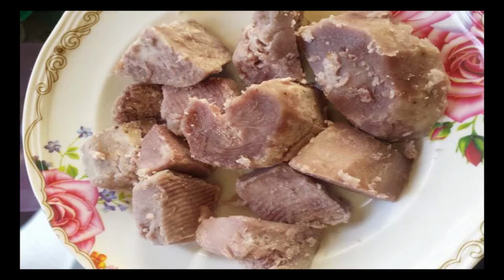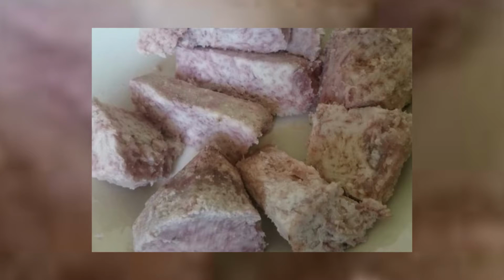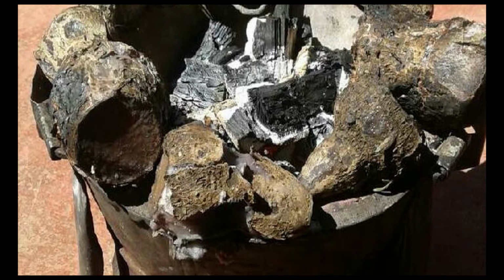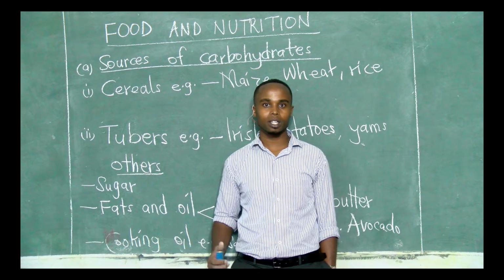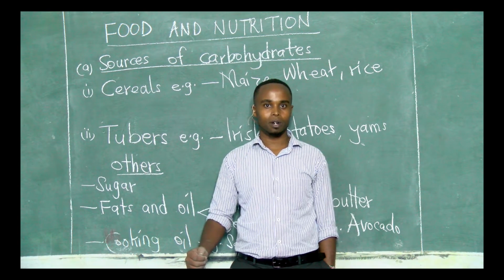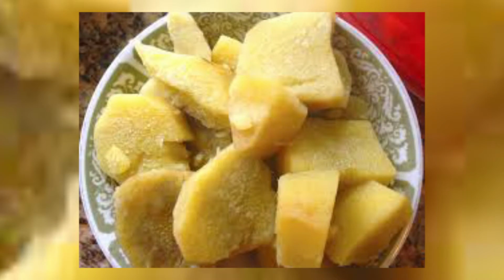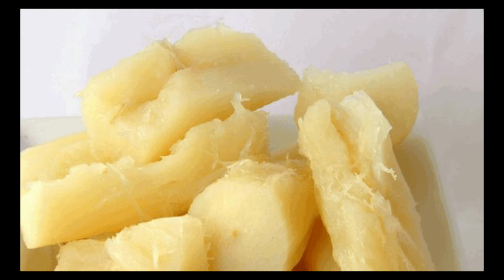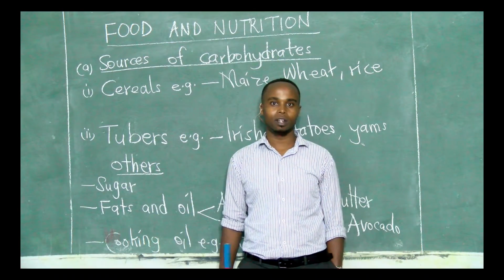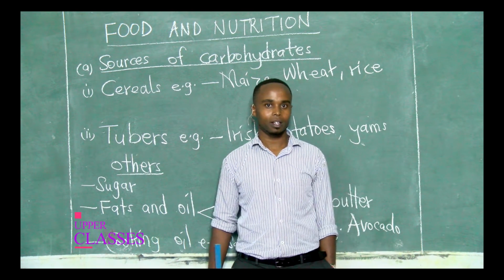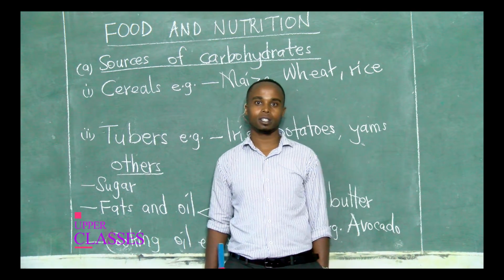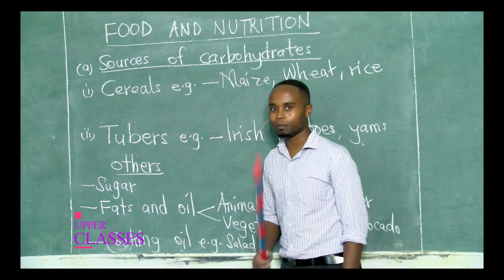You can also boil some arrowroots or even roast them. Those are arrowroots. They give you carbohydrates. You can also boil some yams, cassava, and all the other tubers. Whenever you eat them, you get carbohydrates.